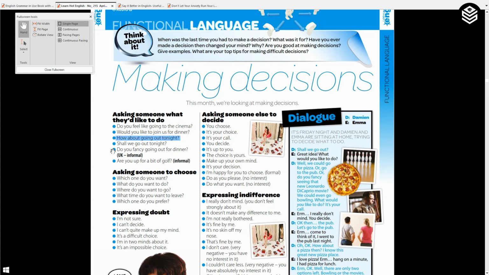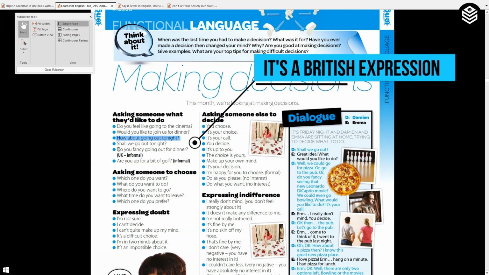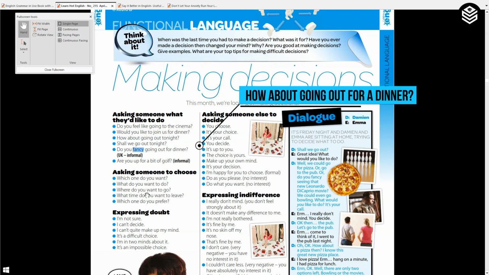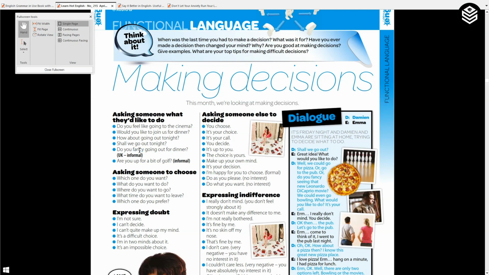The fourth one: shall we go out tonight? Shall we go out now? Shall we go out maybe tomorrow, 10 p.m., something like that? Usually there is another one: do you fancy going out for dinner? 'Do you fancy' is actually informal in the UK. Fancy means do you like? Do you like going out for dinner? In the UK they usually use fancy. Okay, do you fancy going out for dinner?